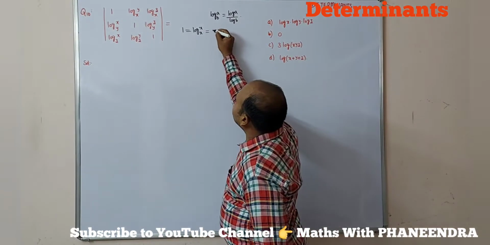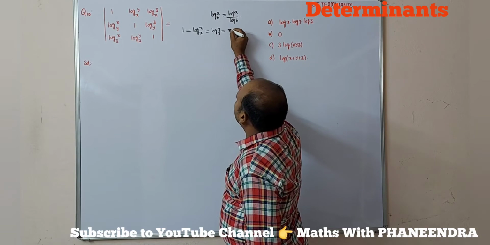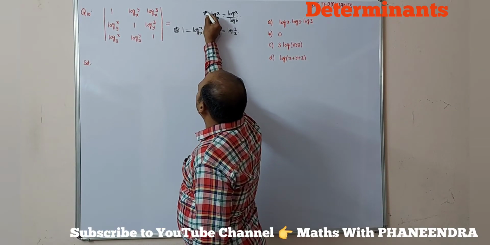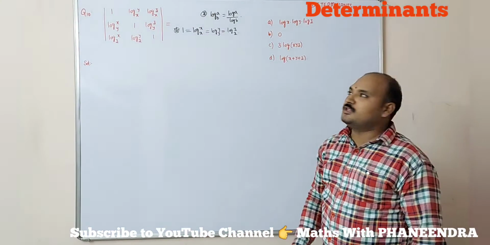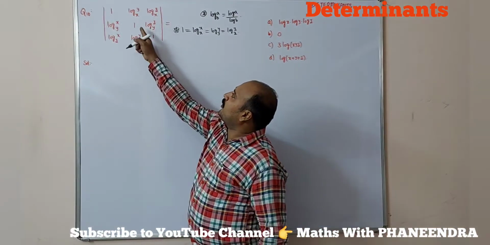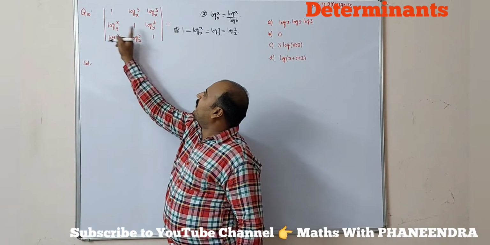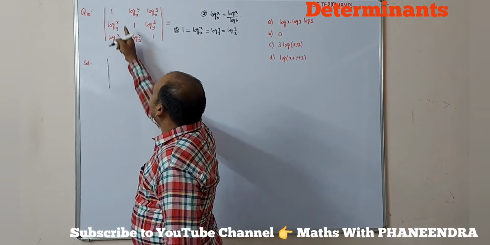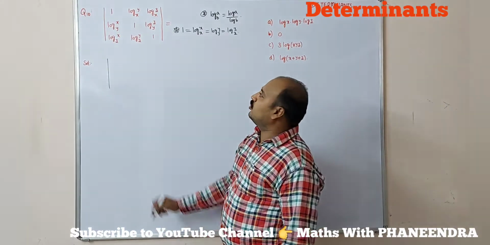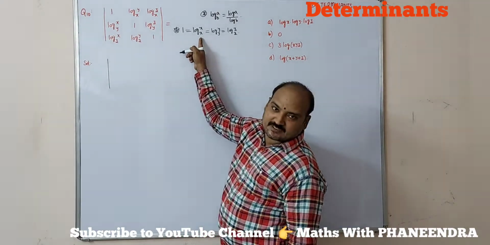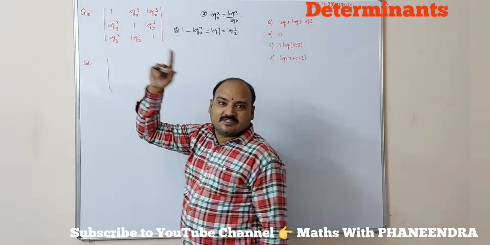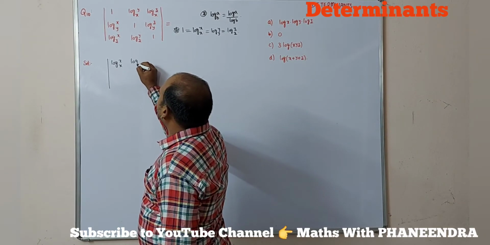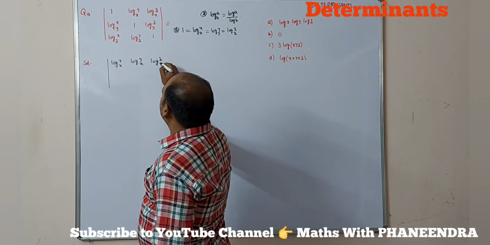Suppose if you change the variable in terms of y, log y to the base y, log z to the base z. Why am I giving these hints? We are going to utilize this information in the given determinant. In the first row the base will be x, in the second row the base will be y, in the third row the base will be z. So the first row, first column element 1 can be written as log x to the base x, because in the first row the base is x only. So we can write it as log x to the base x, log y to the base x, log z to the base x.